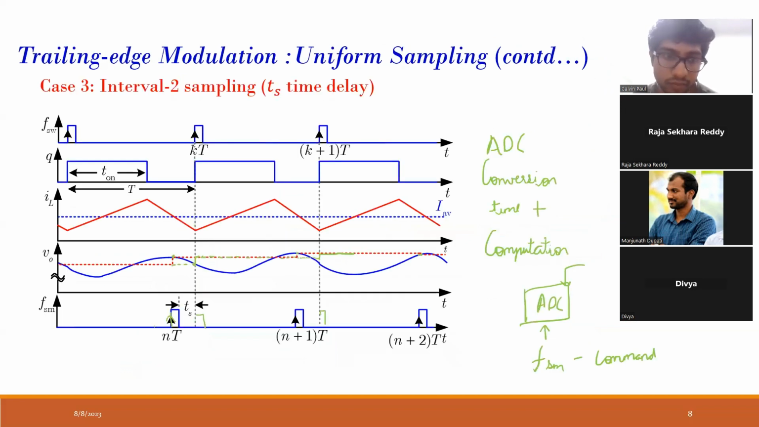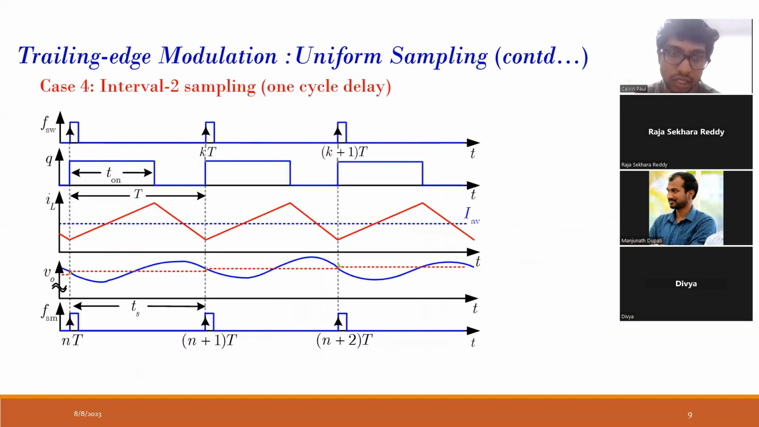But in this case, I take the sample over here, and after some delay I will use it in this KT period. I will use that value in this cycle. So I have taken the sample prior, and my total delay is TS. In this case, I am taking the sample one cycle prior, at NT, and then using it after a delay of one time period. That is why it is known as a one cycle delay.